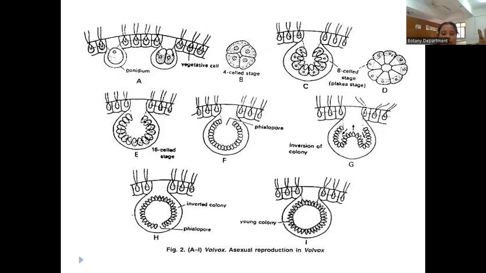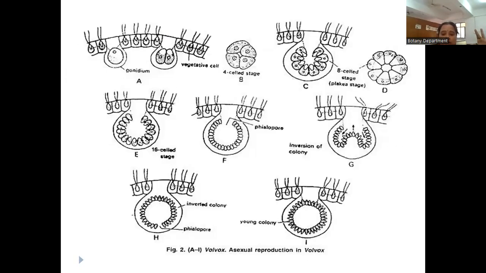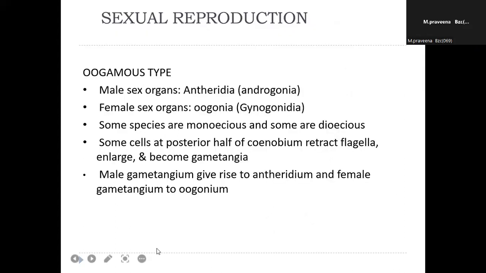Once the mother coenobium is broken, the autocolonies are released. Each and every autocolony produces a new Volvox plant. I think this is clear about asexual reproduction in Volvox. Coming to the next reproduction, sexual reproduction.